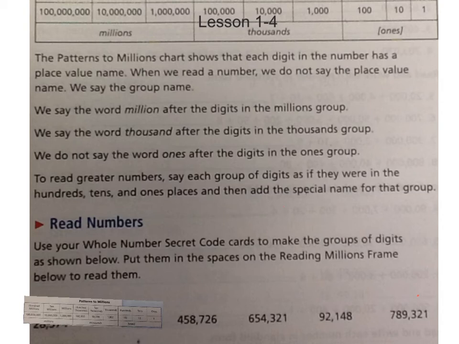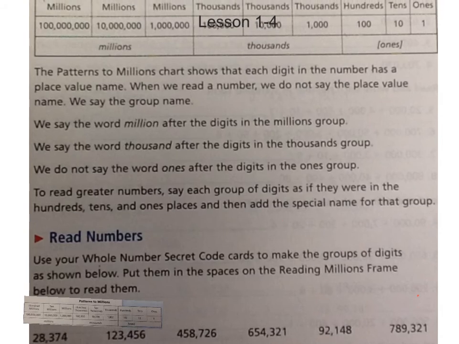The patterns to millions chart shows that each digit in the number has a place value name. When we read a number, we do not say the place value name. We say the whole group name. And that's kind of what I was going over earlier. When we get to the comma, we just say millions. And the next thing, it says we say the word thousand after the digits in the thousands group. Just like I was going over earlier with you. Once we get to the end of the group, we say millions, or the end of the group, thousands. When we get to the end of the group of the billions, we say billions or trillions or whatever big numbers are after that, you probably won't ever learn in 4th grade.